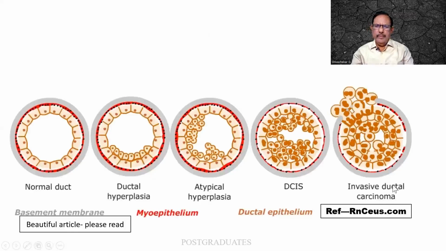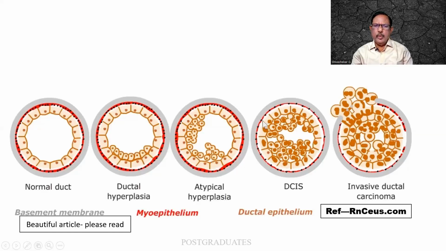This again is a beautiful picture of it. The reference is R.A.T.S.com. It is a beautiful article, kindly read it. I hope you people are able to appreciate the epithelium, the myoepithelium. And there is a hyperplasia, as I had mentioned in the first slide. At times, you find that there is a piling up, there is a loss of polarity, increase in the nuclear cytoplasmic ratio, so on and so forth, which is called an atypical hyperplasia.